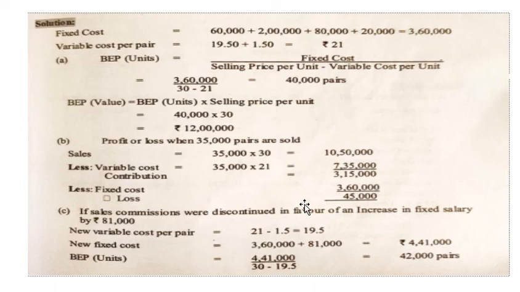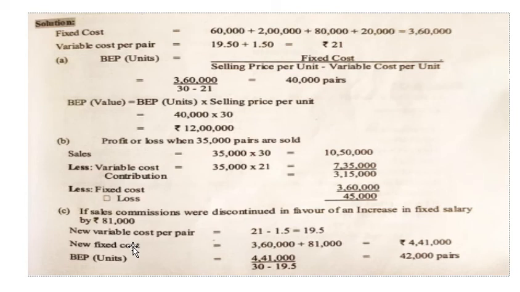Now, if the sales commission is discounted in favor of an increase in fixed salary by 81,000, the variable cost will change. The total variable cost was 21 rupees. Since the sales commission is removed, we deduct it: 21 minus 1.5, the commission as per the question, gives 19.5. So without the sales commission, the variable cost per pair will be 19.5.